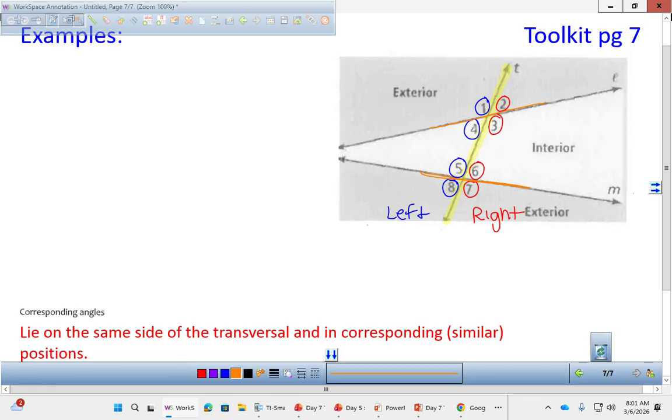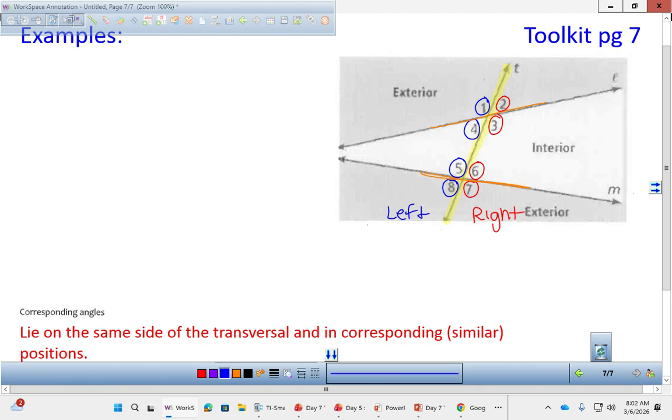If I were to describe angle 1 to you, I would say it's on the left of the transversal and above the orange line. Do you agree? Left of the transversal, above the orange line. So the corresponding angle to that is another angle that's to the left of the transversal and above the orange line. So I'm going to take from here and go down here, and figure out which of these angles down here is to the left and above. You see that that would be angle 5.